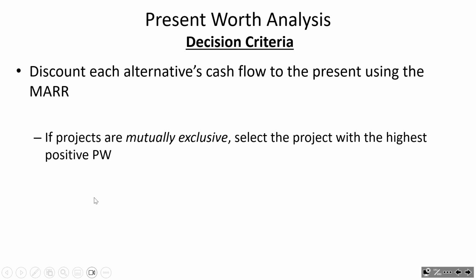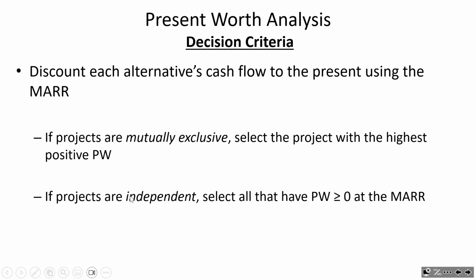So what does that mean in real terms? It means choose the project that's most profitable. I mean, that's obvious, right? You want to maximize your profit. But we have to be formal about it. We have to give all of these things labels. The decision criteria is, if you can only choose one option, select the project which has the highest positive present worth. If the projects are independent, meaning that you can choose multiple alternatives, then you'd select every option that had a present worth of greater than or equal to 0 when you're discounting the future values at the minimum attractive rate of return.